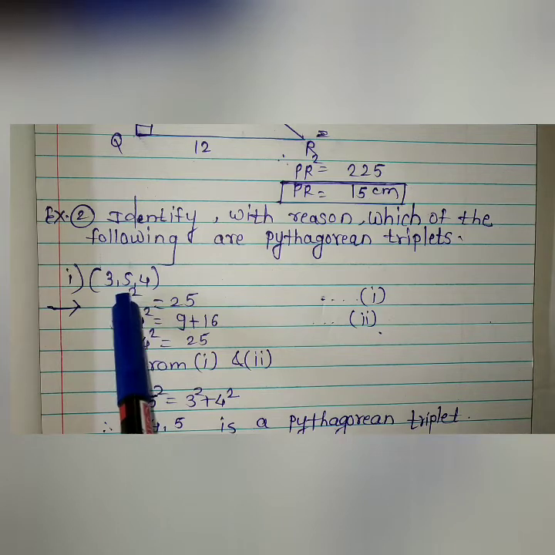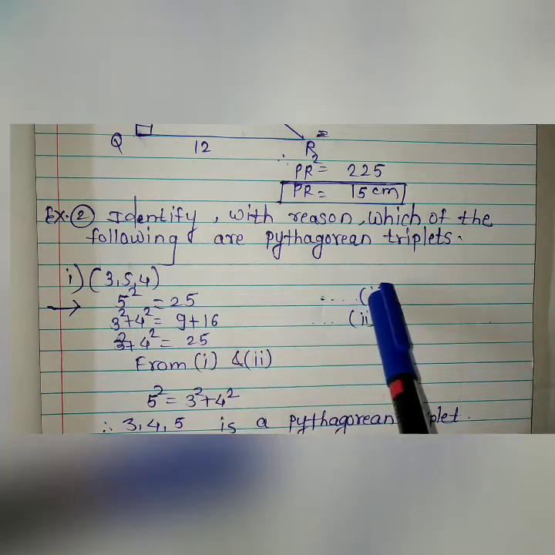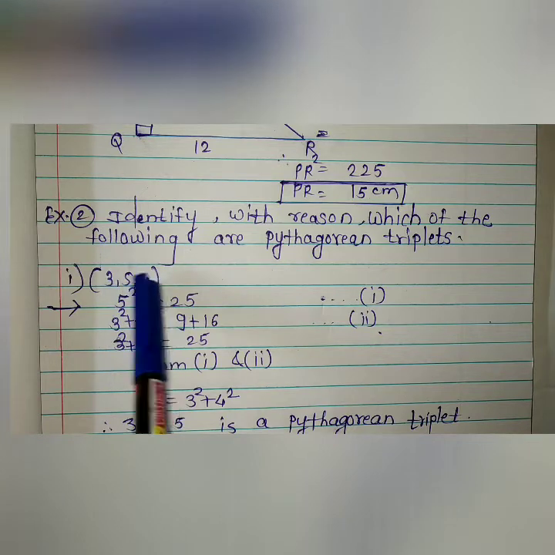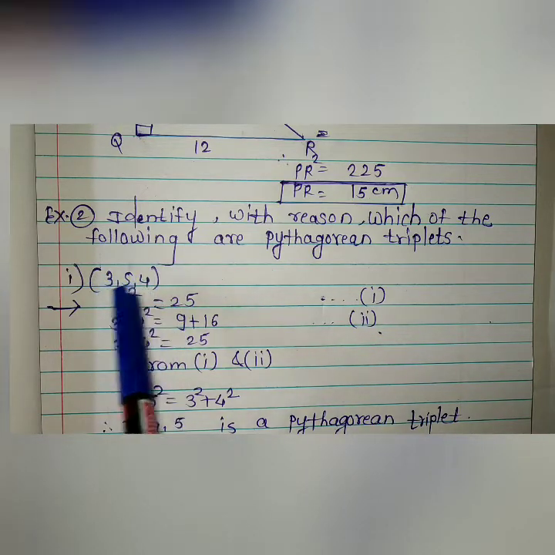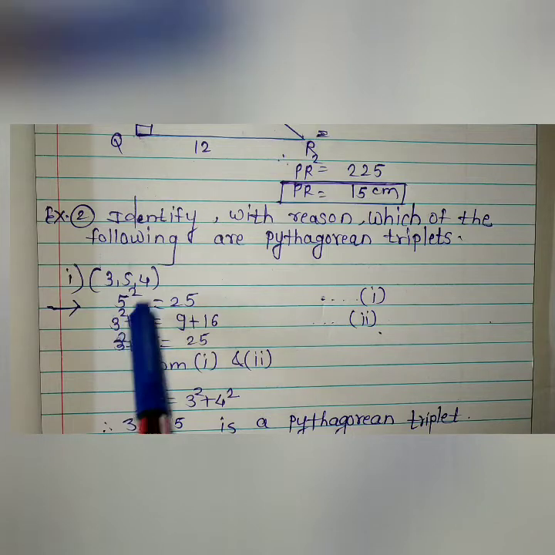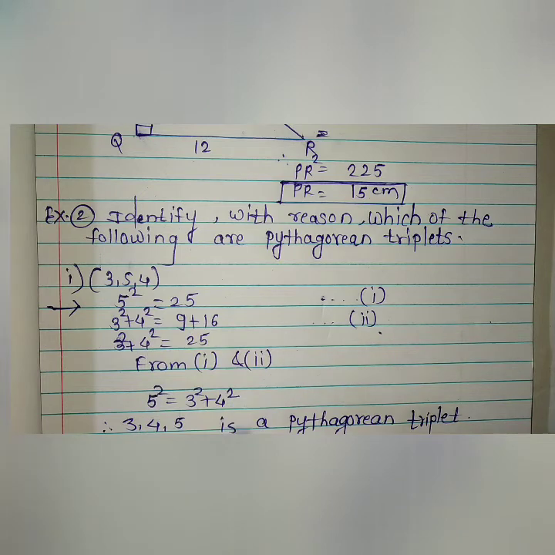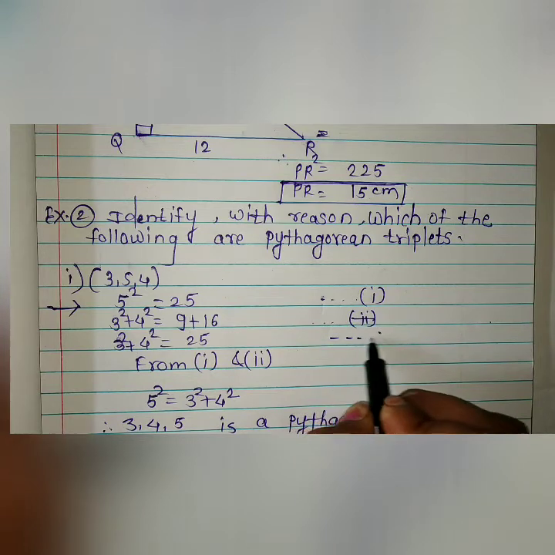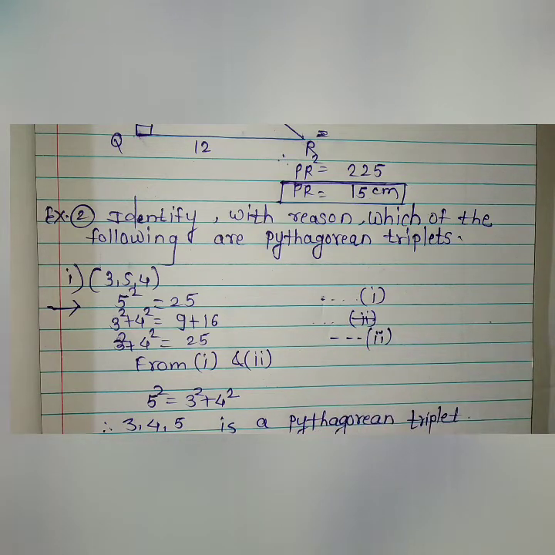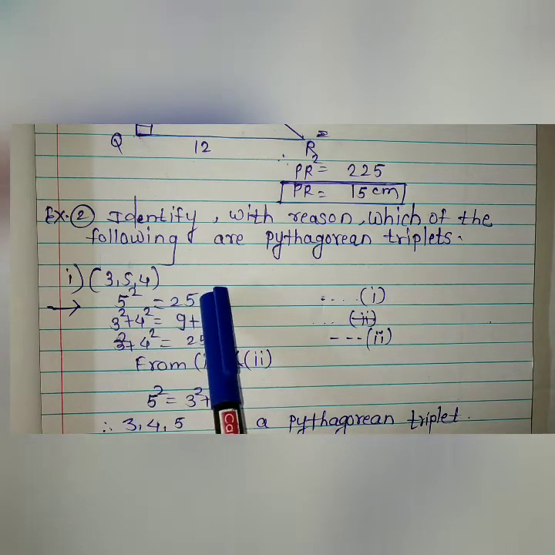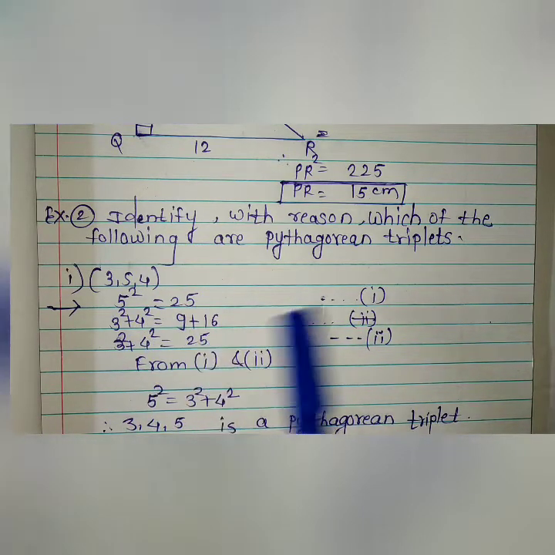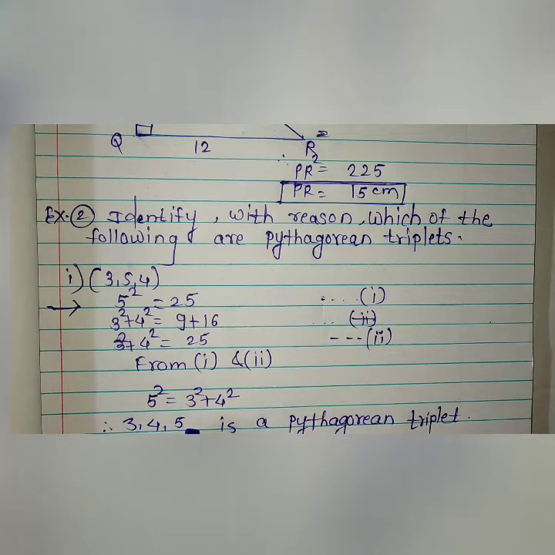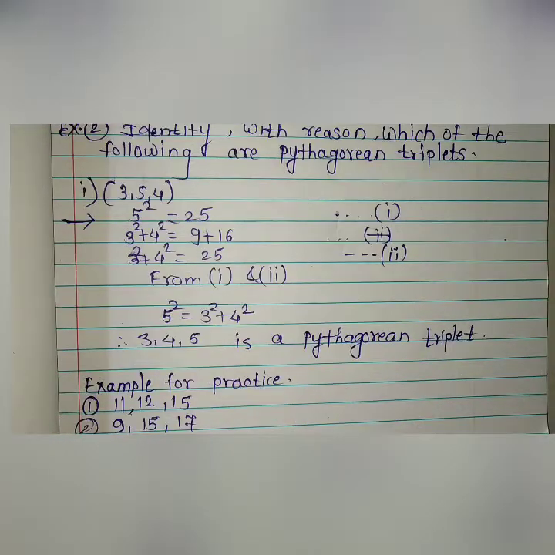Therefore, the square of the largest number, 5 square, is equal to 25. Give this number first. Now the sum of the squares of the remaining two numbers: 3 square plus 4 square is equal to 9 plus 16, which is equal to 25. Give this number second. Therefore, from first and second, 5 square is equal to 25 and 3 square plus 4 square is also equal to 25. Therefore, 3, 4 and 5 is a Pythagorean triplet.